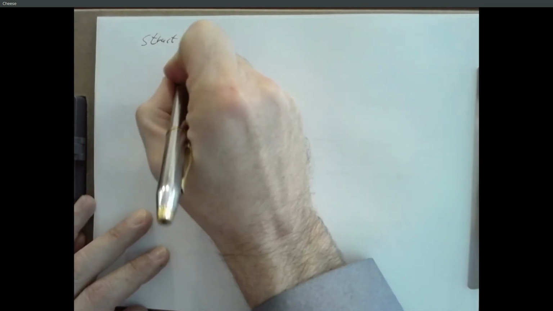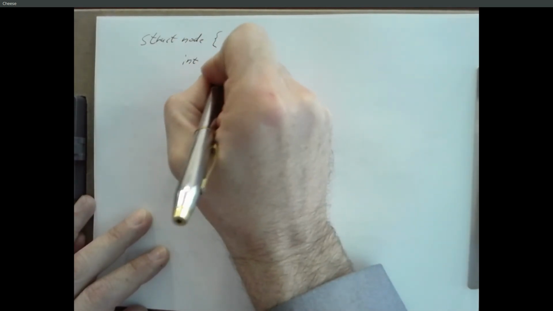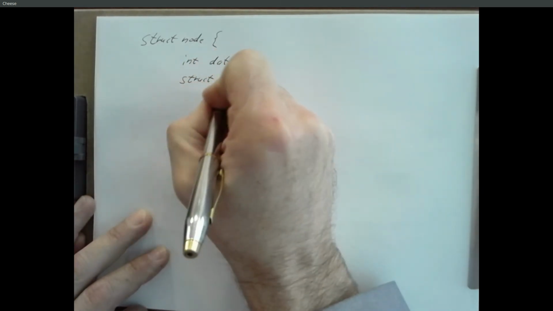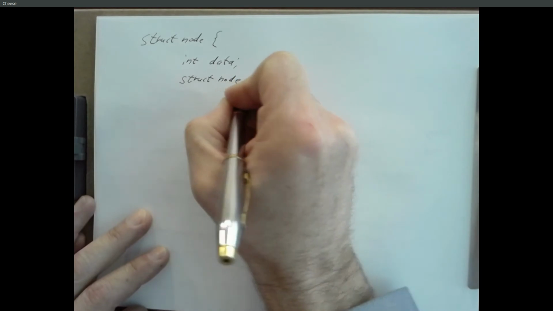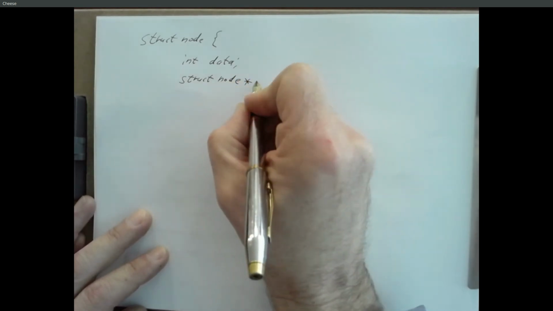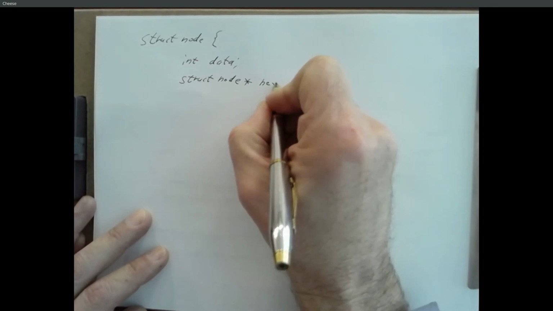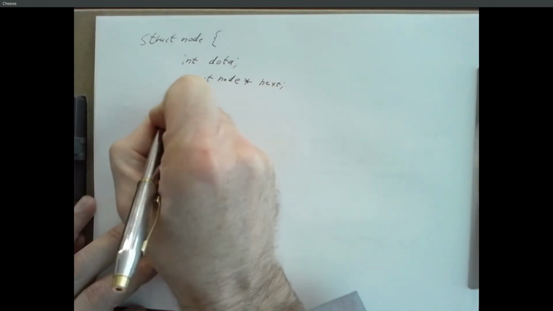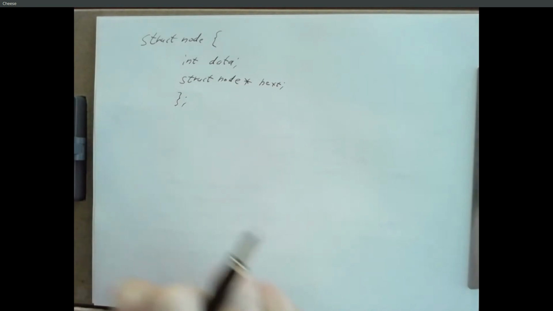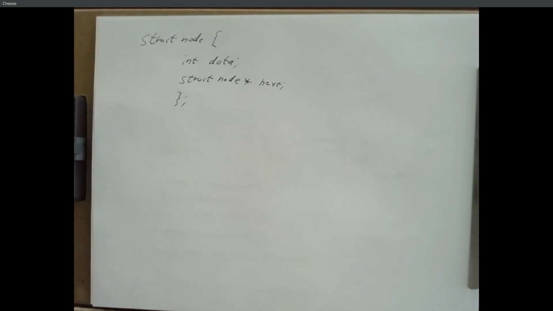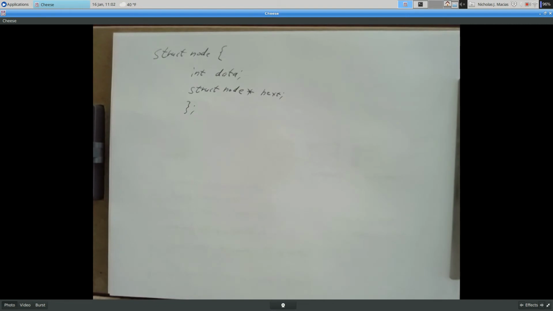So struct node is an integer and a struct node star. This is for 206, this is for PA2 eventually. Alright, so data and a struct node.